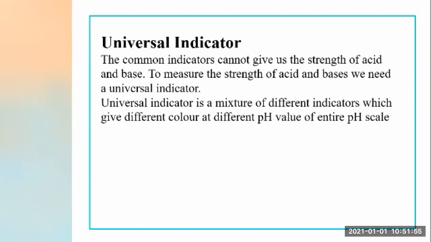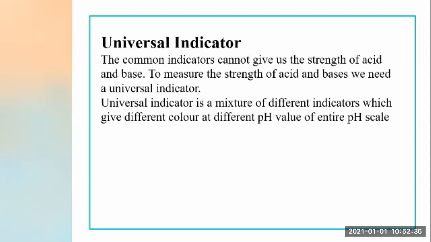So some common indicators we use in a science laboratory are what? Litmus paper. Have you seen the red litmus paper and blue litmus paper there? Then we can use China rose indicator also. Phenolphthalein is also used, right? With a common indicator, we can just examine whether the substance is acid, base, or neutral, but we cannot measure the strength of the acid in an acidic substance, or the strength of the base in a basic substance, right?